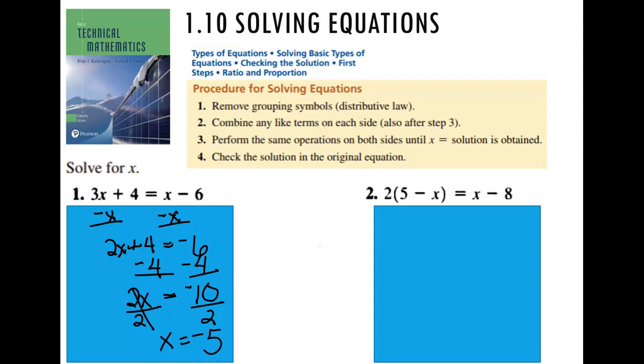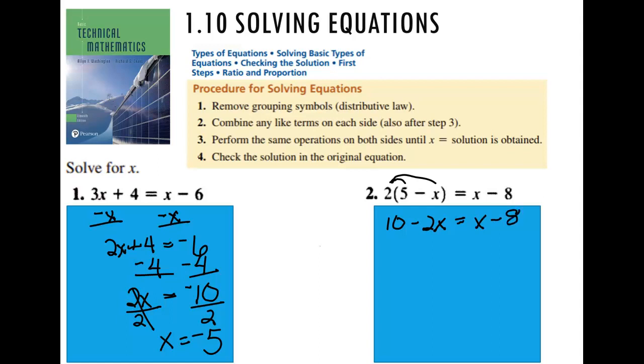Now in our second problem here, we notice that we do have parentheses, so we are going to need to distribute first. So I'm going to need to distribute this 2 to the 5, and then I'm going to need to go back and distribute that 2 to the negative x. So that gives me 10 minus 2x. And I'm leaving the right-hand side alone, x minus 8.